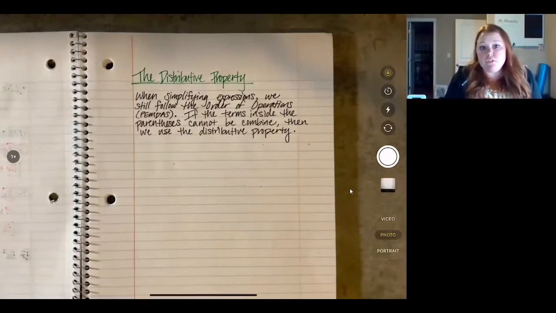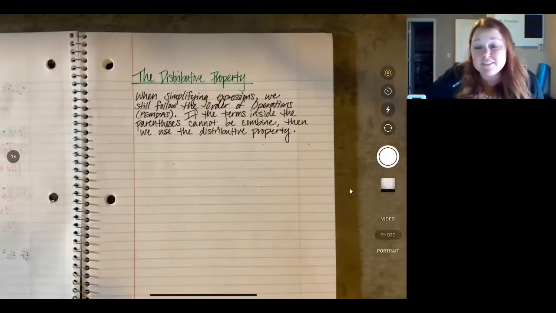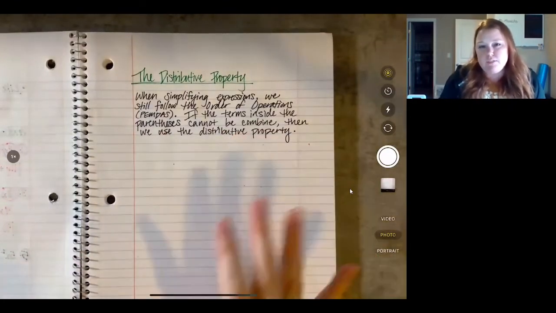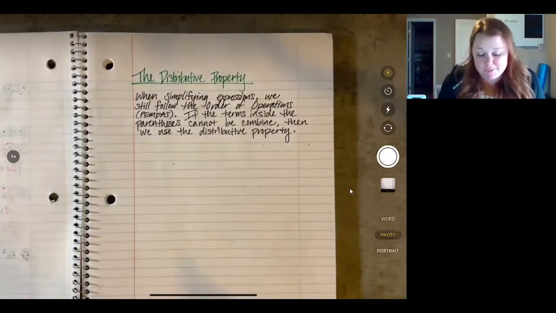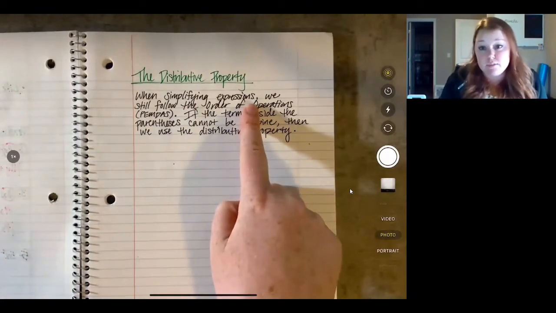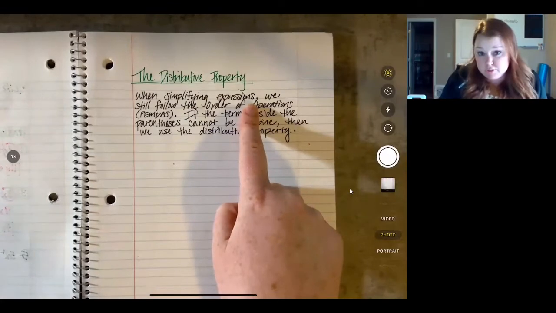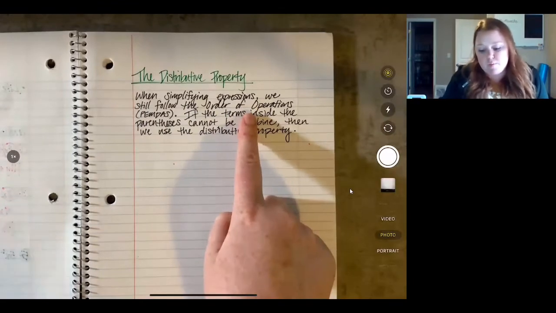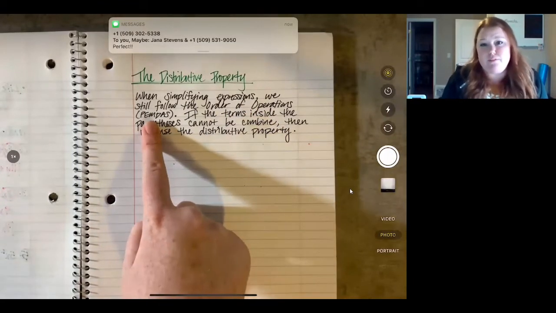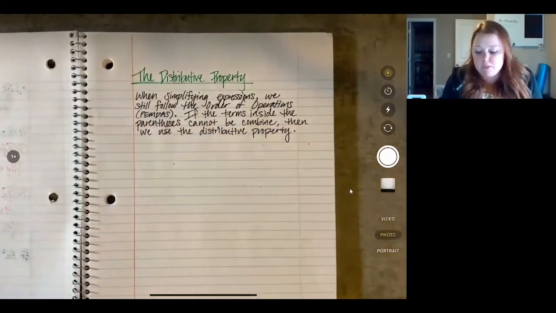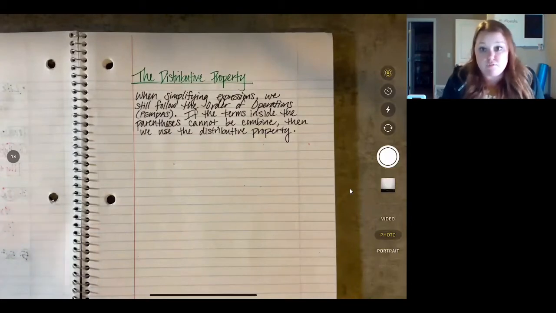Okay, so the distributive property. Hopefully that sounds familiar to you. I think when you see an example, you'll go, okay, that looks familiar. But I do want you to have this written down because it's going to help you later on when you get confused. So when simplifying expressions, remember expressions don't have an equal sign. So we're not solving an equation, we're simplifying expressions. When simplifying expressions, we still follow order of operations, which is PEMDAS. We always follow order of operations. If the terms inside the parentheses cannot be combined, then we use the distributive property.